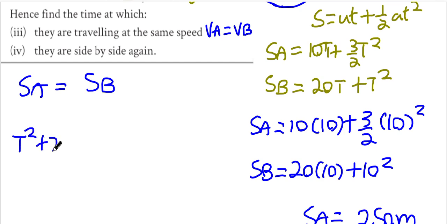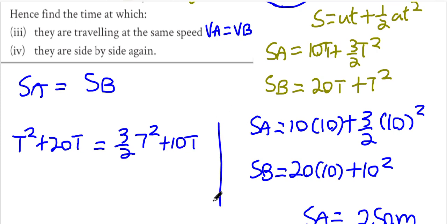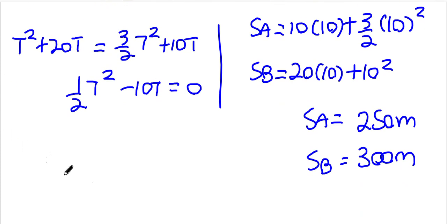So you get t squared plus 20t equals 3 over 2 t squared plus 10t. And then we can double both sides to get rid of the fraction if you want. Whatever you want to do. We're saying SA, the distance covered by A, equals the distance covered by B when they're overtaking each other. So I'll bring it over this way and I'll just get a half t squared minus 10t equals 0. I'll multiply by 2.